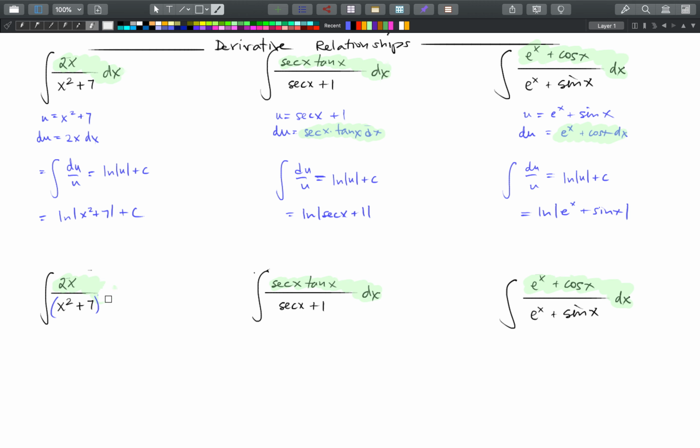Okay, so once we copy the problems over, let's simply imagine we change the denominator. Instead of being an x squared plus 7, well, maybe it's an x squared plus 7 squared. And instead of this denominator being what it is, well, maybe it was a secant x plus 1 cubed. And lastly, what if this denominator was maybe e to the x plus sine x all raised to the fourth? I claim that there's a very similar kind of relationship to what we did first. Obviously, the same u substitution is going to work here. u is going to be x squared plus 7.